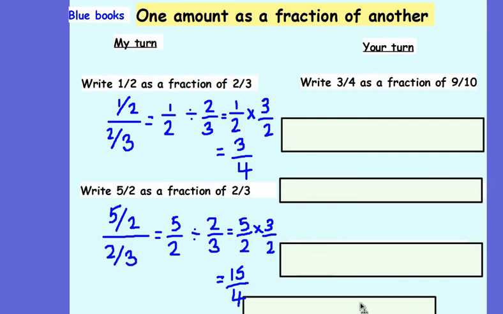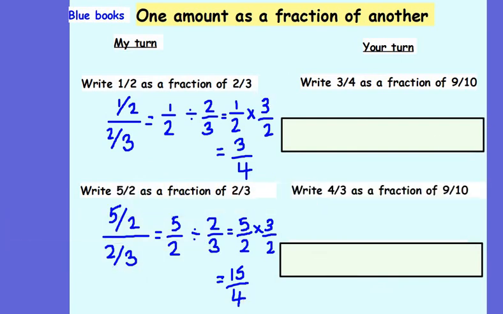In the same way, can you write 3/4 as a fraction of 9/10? And can you write 4/3 as a fraction of 9/10? Pause the video and have a go at these in your dark blue books now.